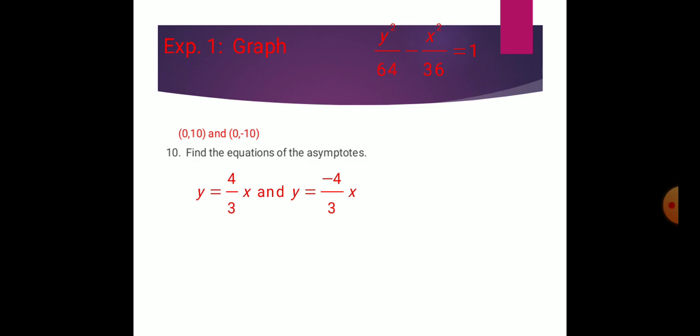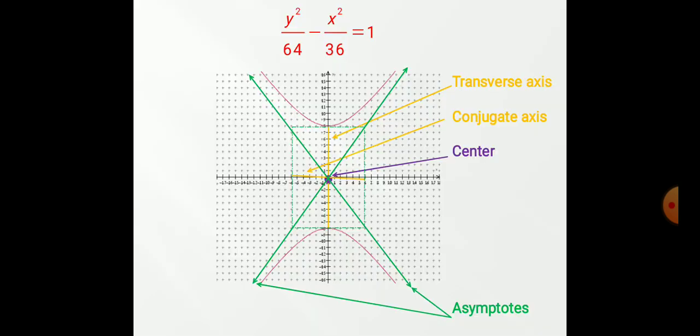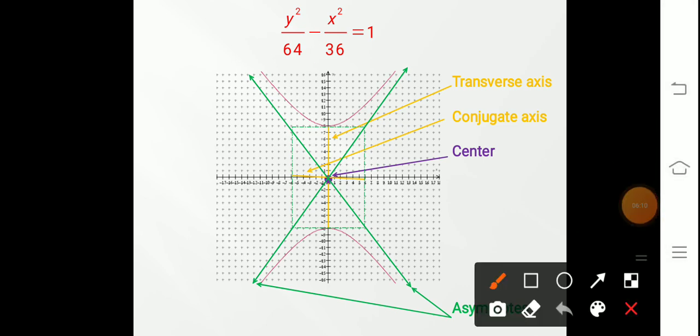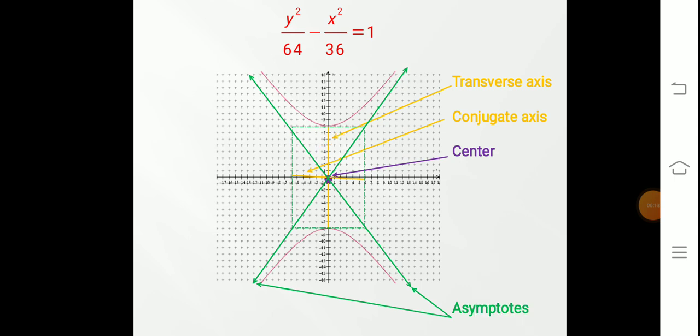Then 10, find the equation of the asymptotes: y equals 4 over 3 x and y equals negative 4 over 3 x. This is the graph. This is our transverse axis, and this is the conjugate axis. The center is (0, 0). The asymptotes are shown in green.